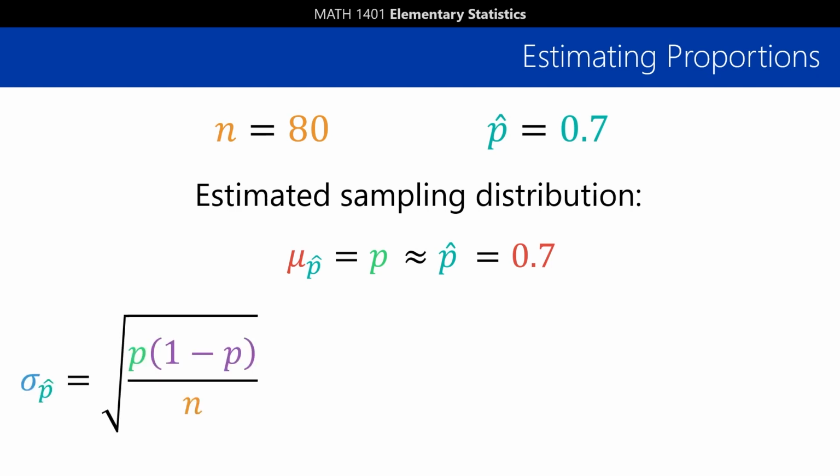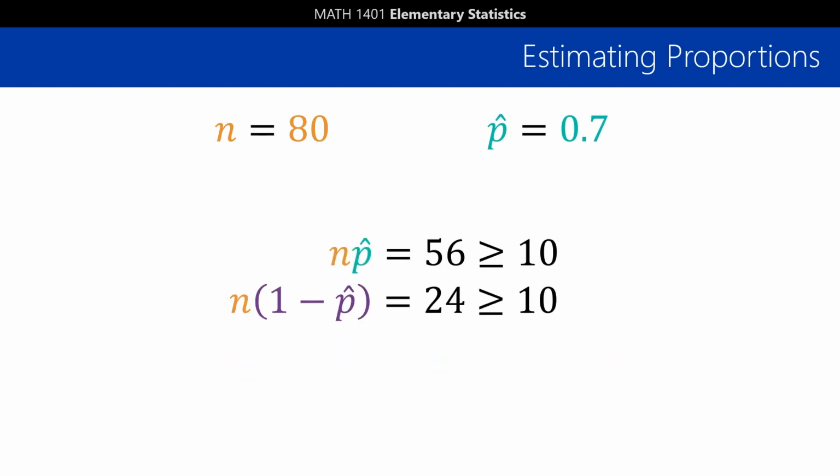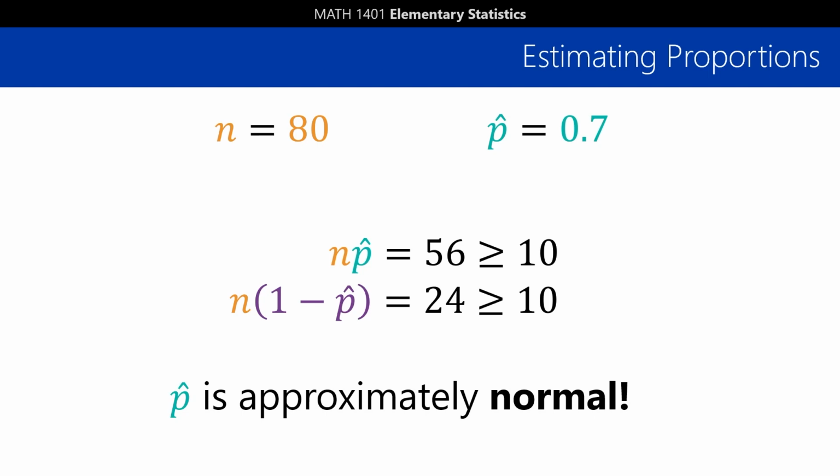Similarly, while we can't exactly calculate the standard error, we can make a pretty good estimate by replacing p with p hat in our formula. In our case, that comes out to a little over 5%. What's more, notice that if we calculate n times p hat and n times 1 minus p hat, both of them come out to at least 10, which means that the sample proportions are approximately normally distributed.